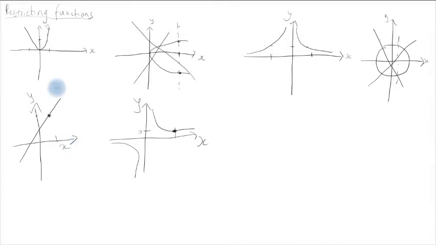Now, if we want to make this first graph one to one, what we've got to do is we've either got to get rid of this half of it, or, if we want to, we can get rid of that half of it. And now it's one to one. And similarly with this graph, we can either get rid of this half of it, or if we want to, we can get rid of that half of it. And now it is a one-to-one graph.